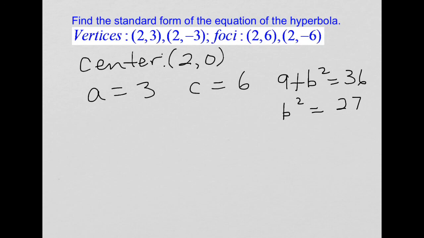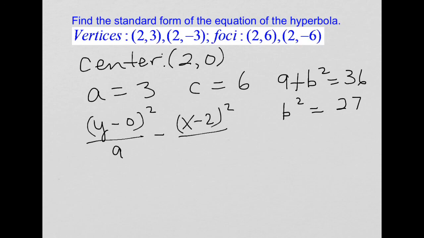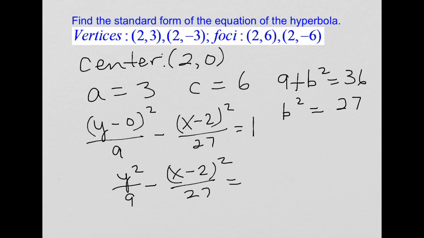Okay, so I plug in my h and k, so y minus 0 squared over a squared, 9, minus x minus 2 squared over 27 equals 1. We know the y came first because we already determined it was a vertical hyperbola. Simplify that out a little bit. Y squared over 9 minus x minus 2 squared over 27 equals 1.